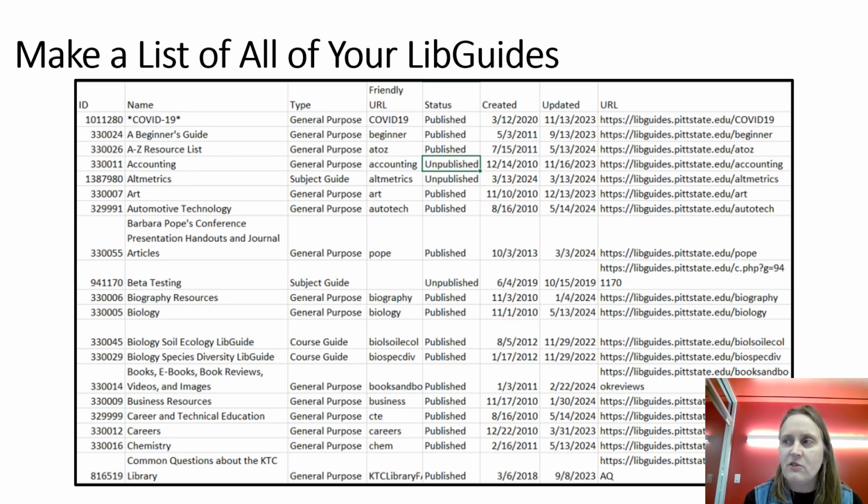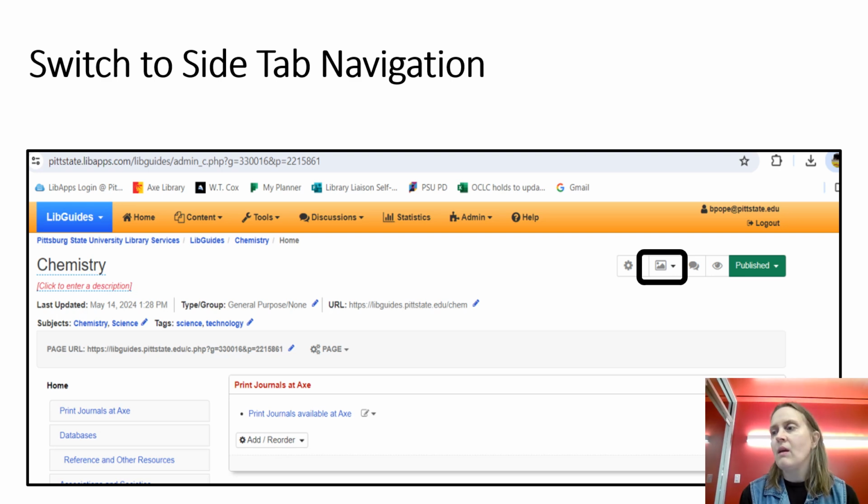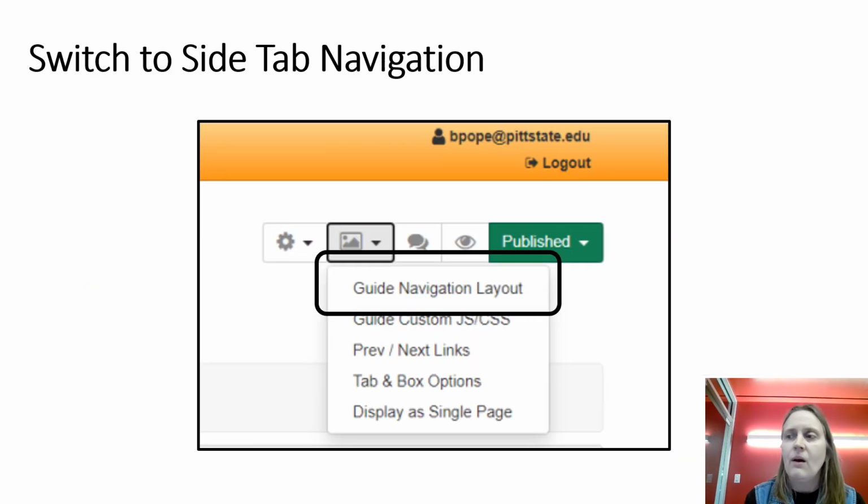This is the first page of what my exported list of LibGuides looks like. However, I did delete some columns in order to show it here. After selecting a LibGuide to update to side tab navigation, your next step will be to click on the icon in the upper right that looks like a picture. Once you click on that icon, you will see the above choices, including Guide Navigation Layout. Click on that link to get to the Guide Navigation Layout menu.